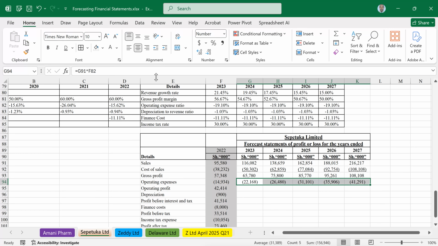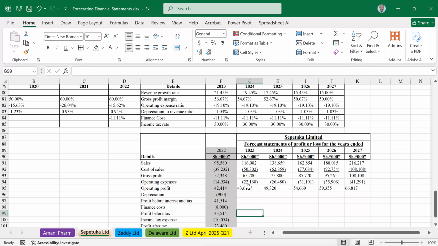Then go to operating profit. Now operating profit will be the summation of these two. Summation of this, Alt equal. That gives us the operating profit. This is operating profit.